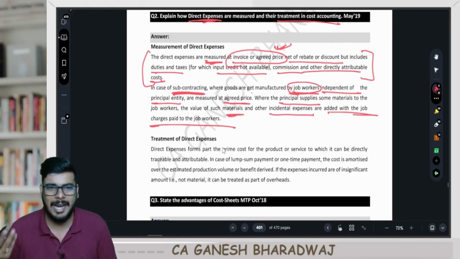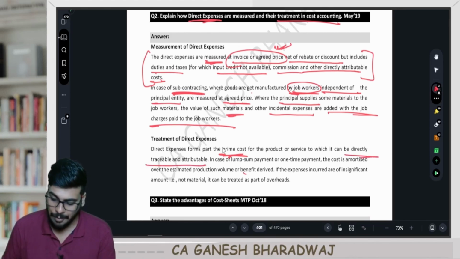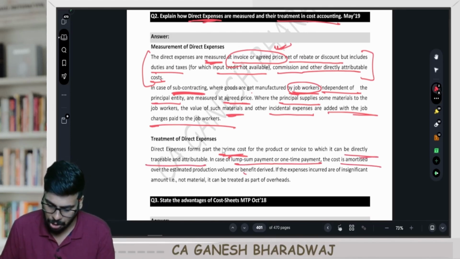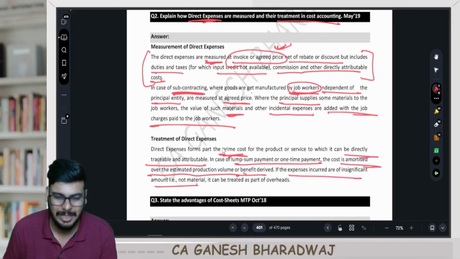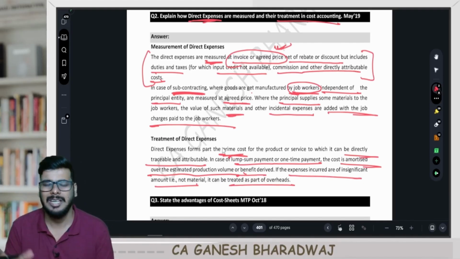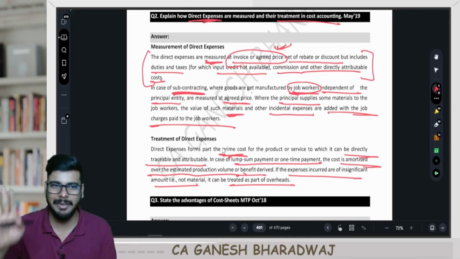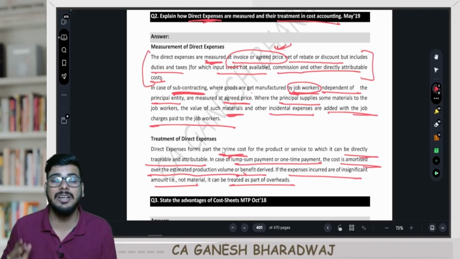And treatment of direct expense, you know, it forms part of prime cost of the product or services to which it can be directly traceable and attributable. In case of lump sum payment or a one-time payment, the cost is amortized over the estimated production volume or benefit derived. If the expenses incurred are of insignificant amount, that is immaterial amount, they are treated as a part of overheads. Generally, if they are small, they will include it in overheads. This is theoretically, but in question, if it is given, you take it. If not, you will leave it. That's all. Are you clear with this? This is what generally they have given.